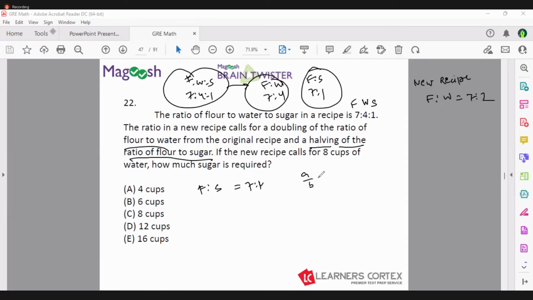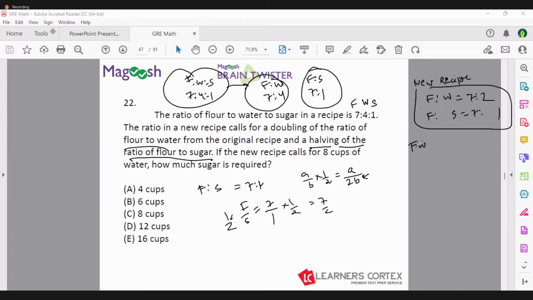Now, whenever you are halving a ratio, you basically multiply it by 1/2, or multiply the consequent by 2. So flour over sugar is 7/1. Multiplying it by 1/2 makes it 7/2. So now the ratio of flour to sugar is 7:2. Combining these ratios will give us flour is to water is to sugar as 7:2:2, right? This would be the new ratio in the new recipe.